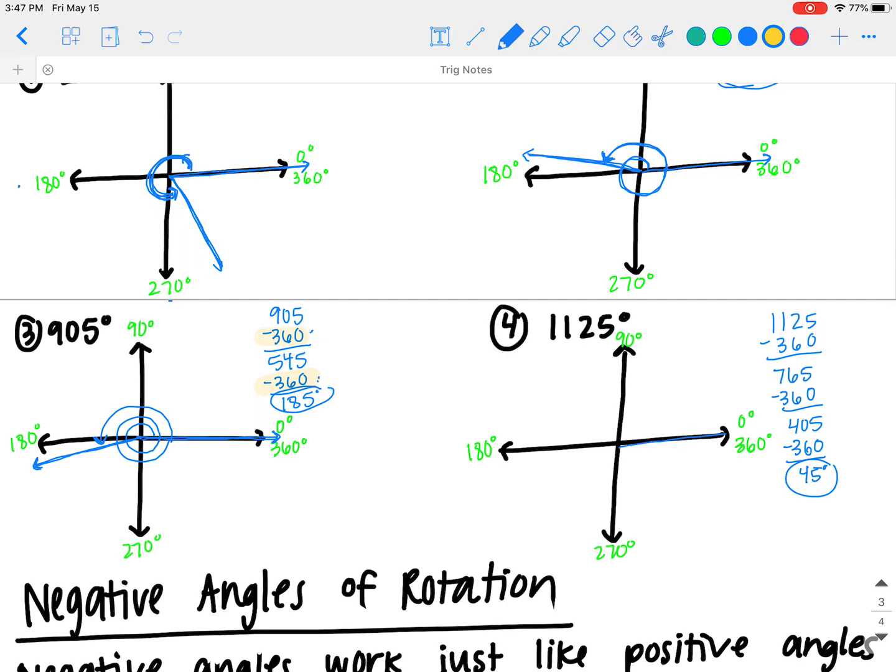So my initial side is here, and I end at 45 degrees. But I have to make sure I'm putting in all my spins. So I had to subtract 360 three times. So when I'm drawing in my spiral, I have to go from my initial side 1, 2, 3, and then finish at 45.